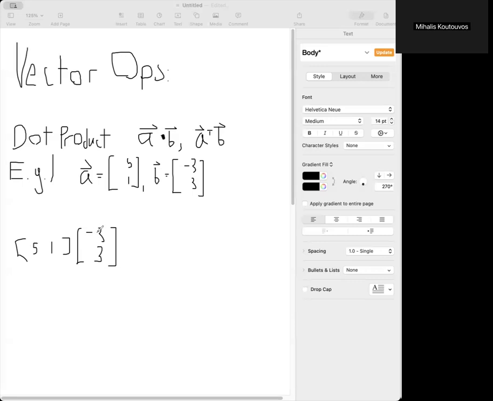So we'll do 5 times negative 3 plus 1 times 3. And in this case, this will be 5 by negative 3 plus, and then we have 1 by 3. And this is equal to negative 15 and 3, which is equal to negative 12. Okay, that's it. Again, I'll do it out the other way.